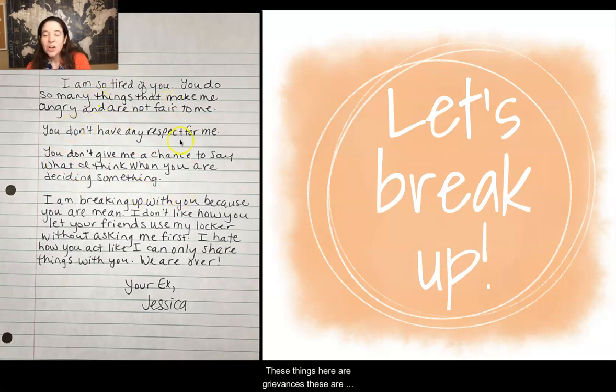These things here are grievances. These are complaints that the letter writer has against this other person. I'm breaking up with you because you're mean. I don't like how you let your friends use my locker without asking me first. Quartering Act. I hate how you act like I can only share things with you. That one reminds me of the Tea Act and how the colonies were only supposed to buy tea from the East India Company. So I don't usually tell the students that I wrote the letter.